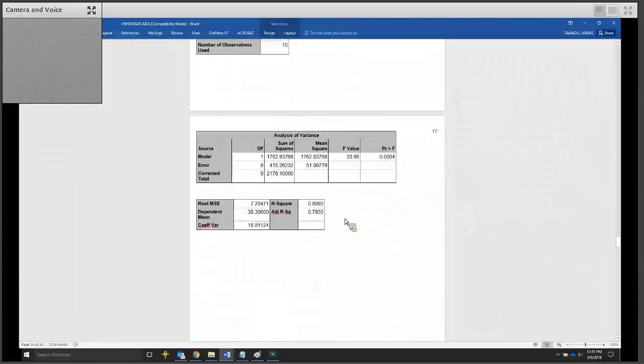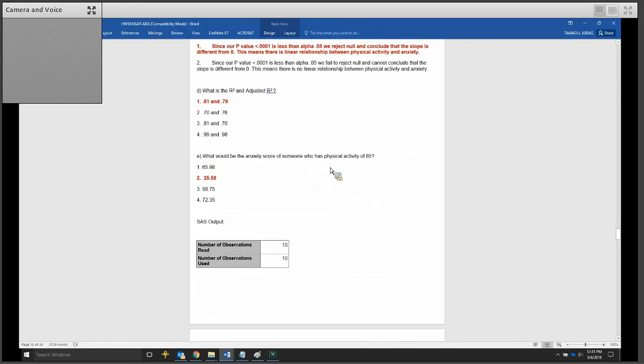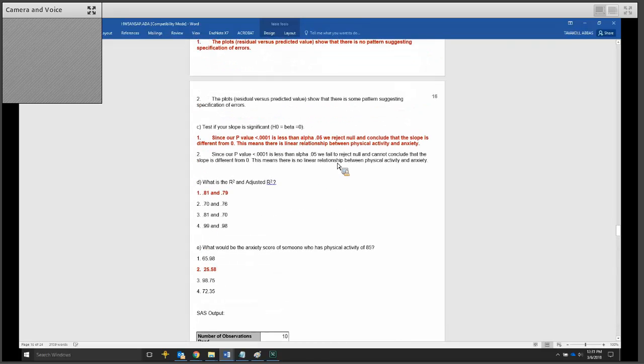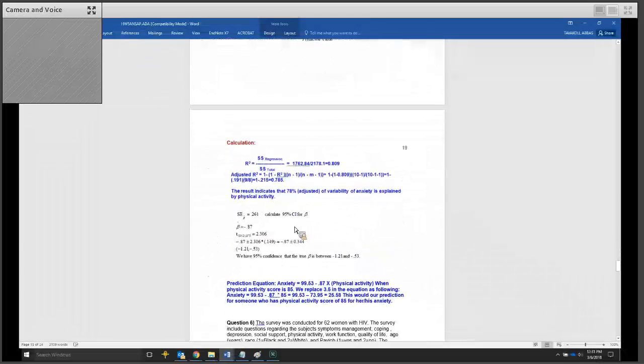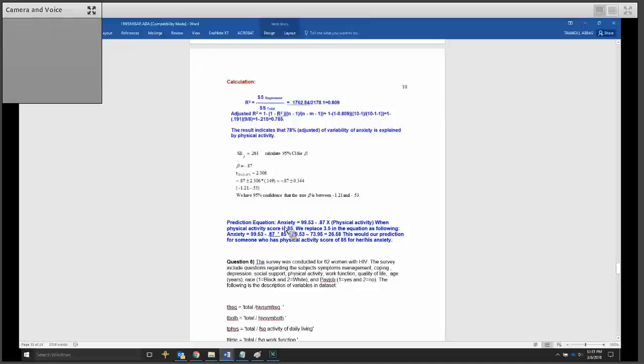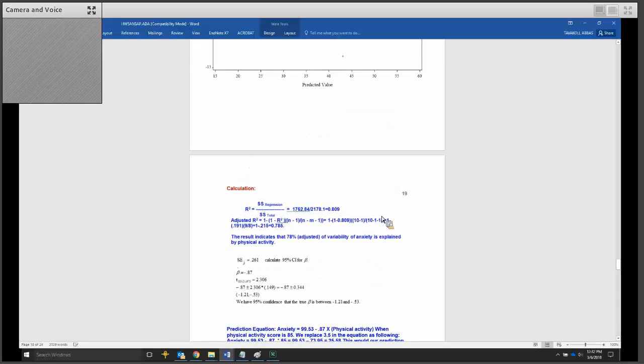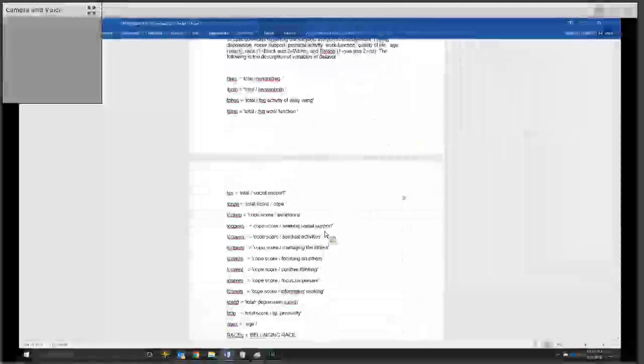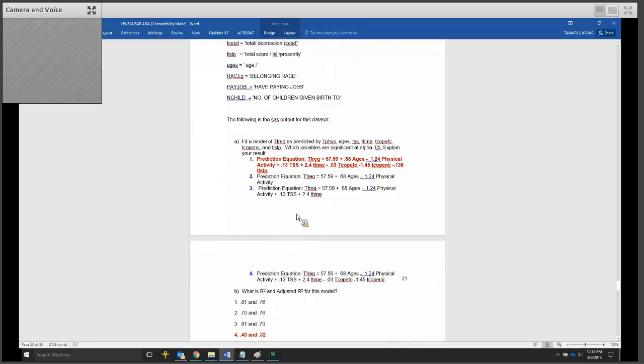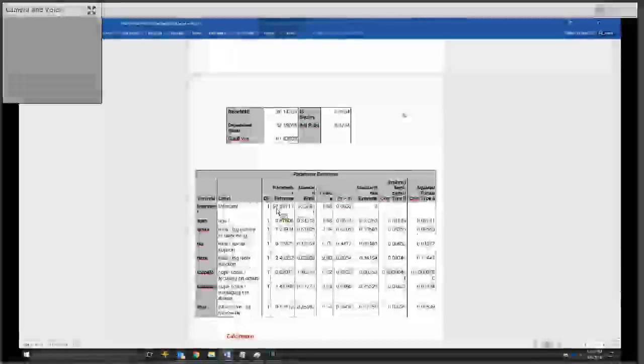And problem 5, again, we look at anxiety and physical activity. Your prediction equation has a negative slope here. The adjusted R squared is different: 0.81 and 0.78. So what would be the anxiety score if the physical activity score is 85? You put 85 in that equation: that is your intercept minus 0.87 times 85, and you get 25.758. So your anxiety level score would be 25.758. That was another problem for regression.